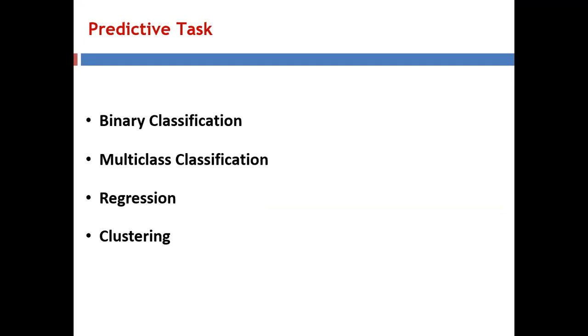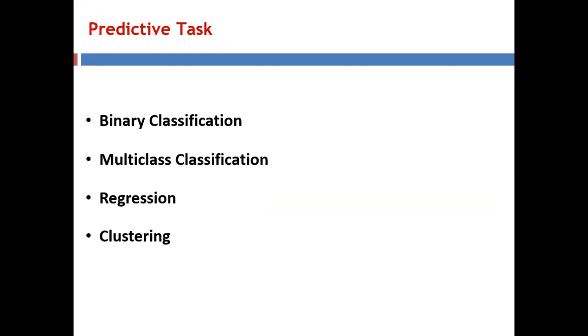In case of binary classification, there are two output values, that is yes or no, 0 and 1. In case of the second predictive task, that is multi-class classification, we can have more than two discrete values. So it may be class 1, class 2, class 3, class 4, and so on.